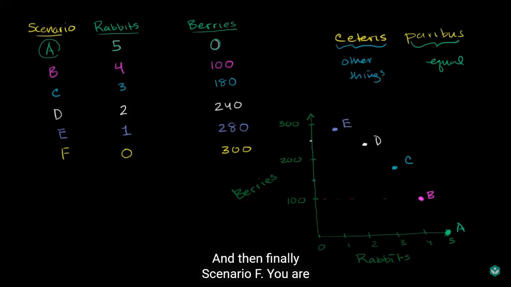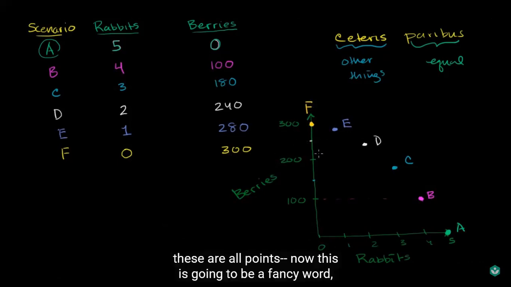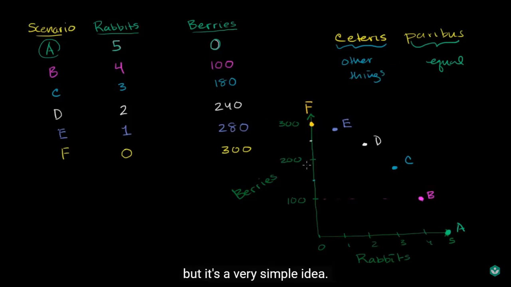And then finally, scenario F, you are spending all of your time looking for berries. You have no time for rabbits. So all of your time for berries, no time for rabbits. 0 rabbits, 300 berries. That's right over there. So this is scenario F. So what all of these points represent, and now this is going to be a fancy word, but it's a very simple idea. These are all points on you as a hunter-gatherer, on your production possibilities frontier.